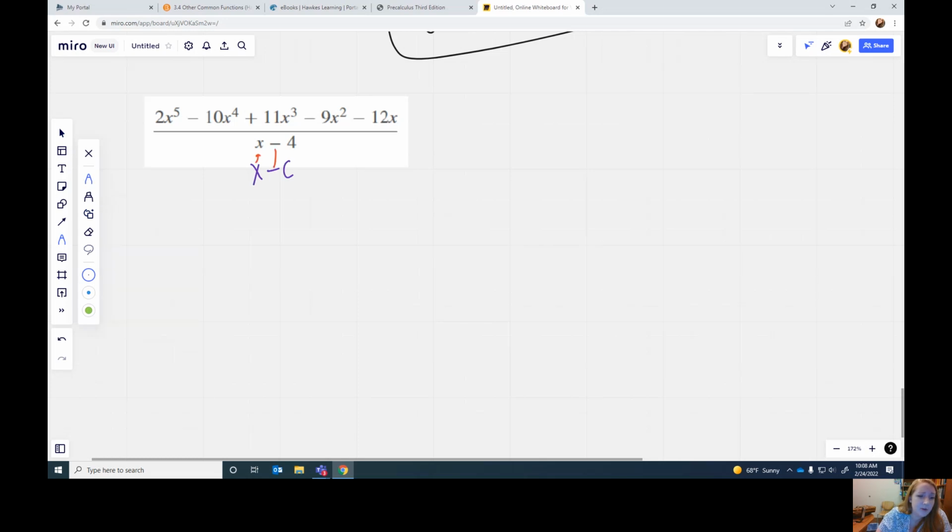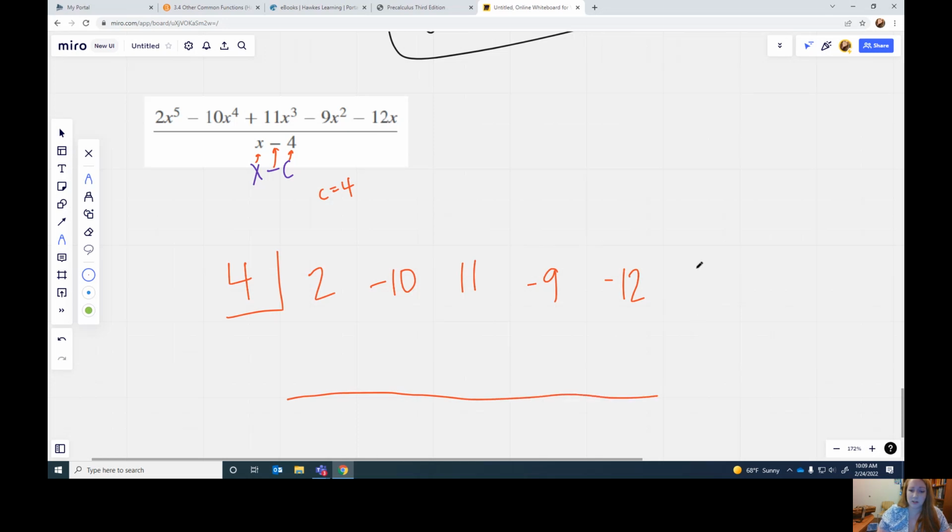X matches with x, minus matches with minus. So c is 4. So 4 goes over here by itself in a little box. Then we write the coefficients of our dividend. 2, negative 10, 11, negative 9. Then negative 12. You can fill in a 0 for the constant term if you want to, but you don't have to. Let's fill it in, just so we're remaining consistent.